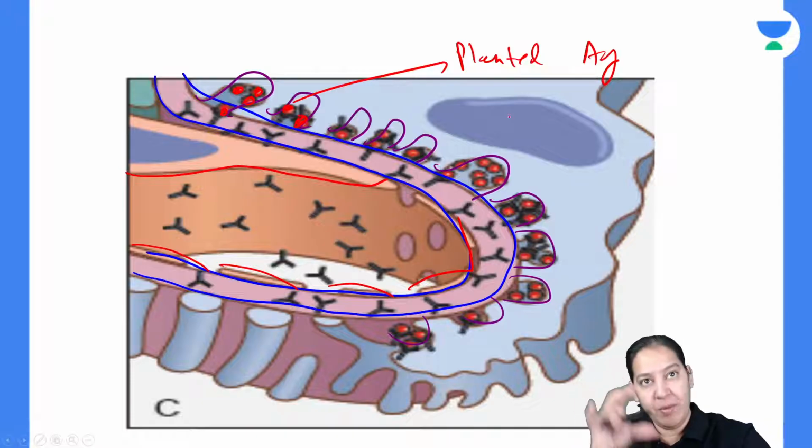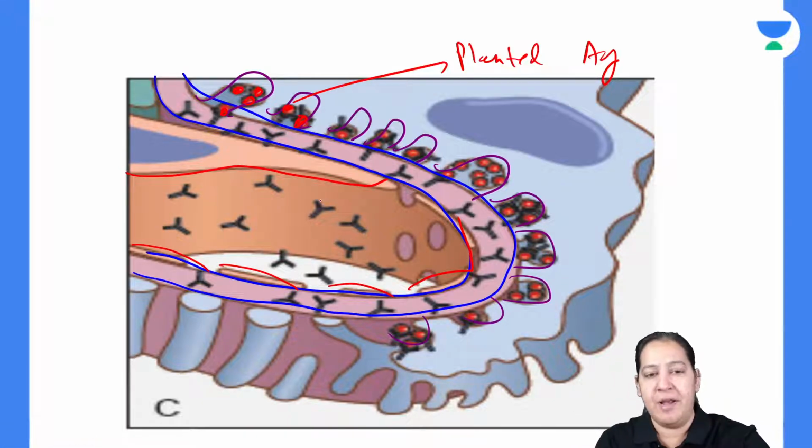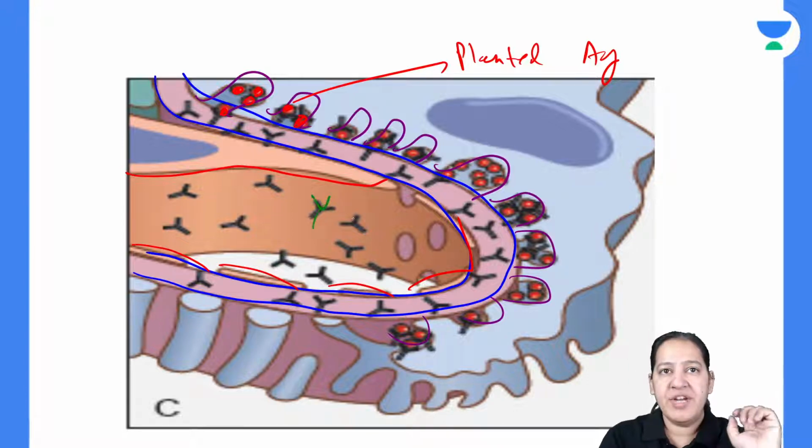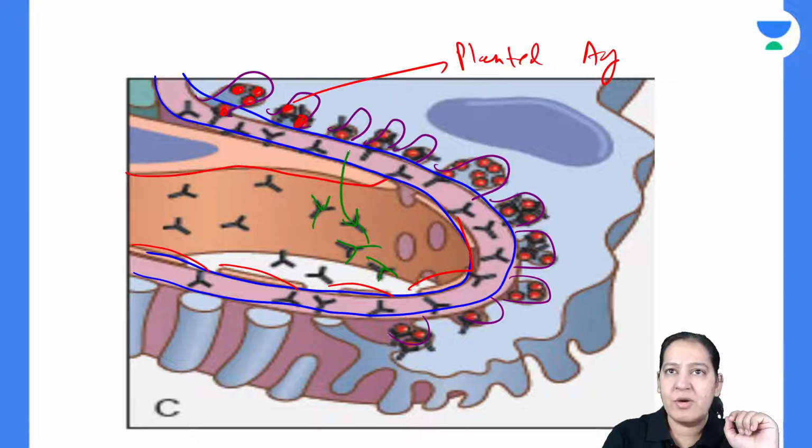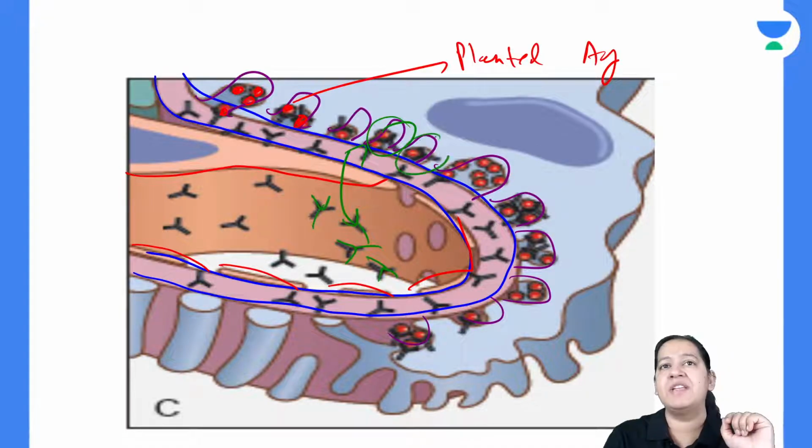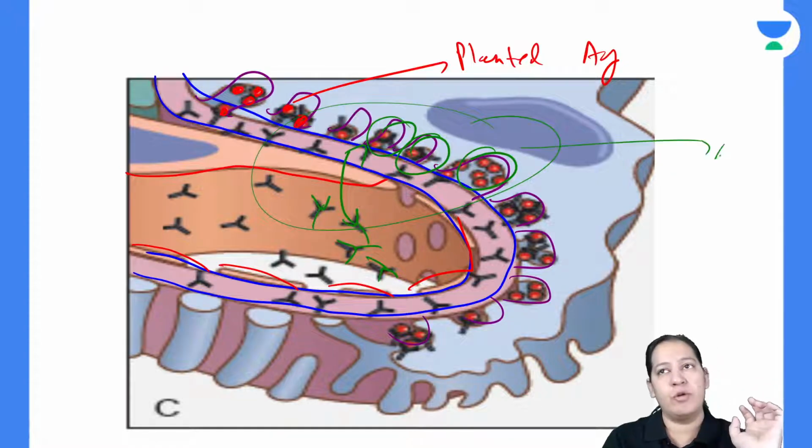Now look at the lumen of the capillary. In the lumen of the capillary, can you appreciate multiple antibodies? Antibodies are formed, multiple antibodies. So antibodies are also coming and forming bonds here. So antigen antibody complexes are formed and it will destroy the barrier. That will lead to glomerulonephritis.